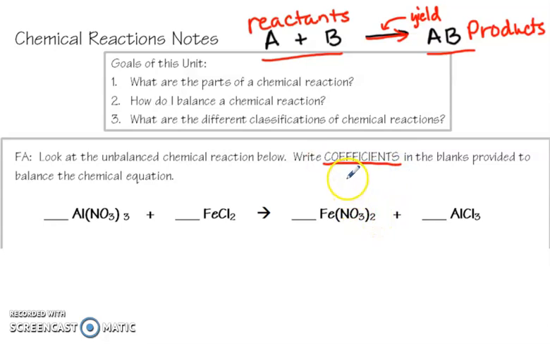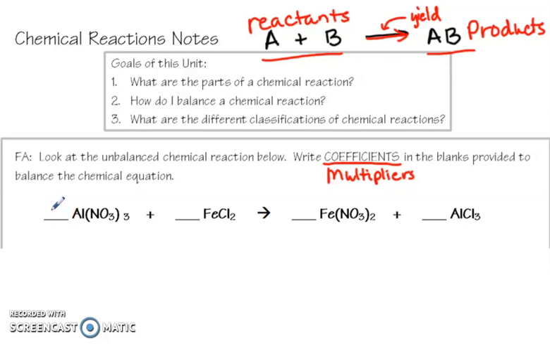Coefficients tend to get confused with subscripts. But coefficients are the big numbers that we put in front. I know you probably remember this from 9th grade science or physical science. Coefficients are what we put in front of it. These are multipliers, and they multiply everything.